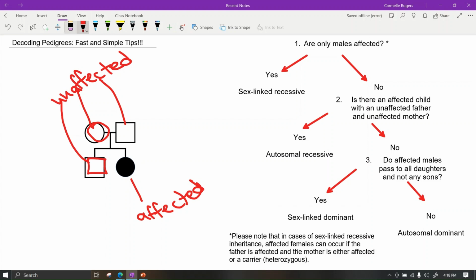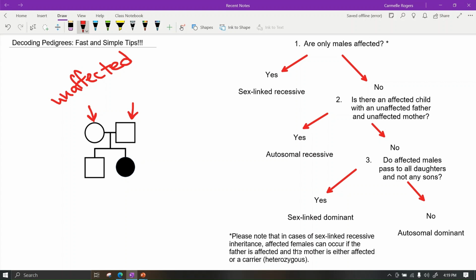All right, so now that we know what the shapes mean, you'll also need to get a good understanding of inheritance. Check out my last video over inheritance. With this particular pedigree, we see that the mother here is unaffected. We also have the father who is unaffected. One child, this male, is also unaffected. There's one female who is affected.